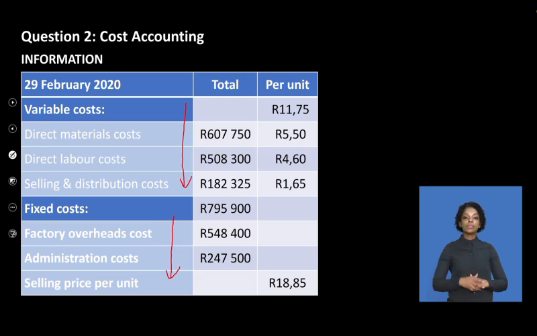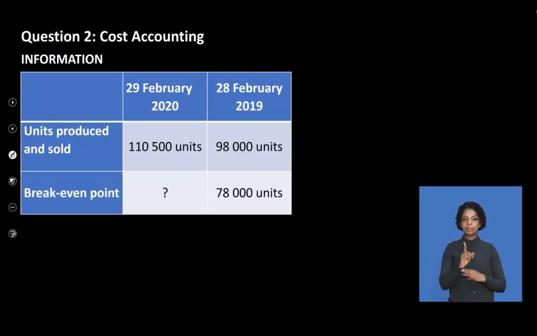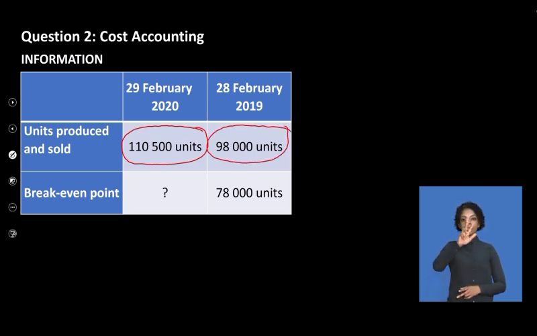Now, we come to the question which said, calculate the break-even point. Let's just go through the information first. We'll come back to our question. We are also told that the number of units that you produced and sold this year amounted to 110,500, compared to 98,000 last year, obviously you can see an increase. The break-even point last year was 78,000 units. The break-even point this year is what we have to calculate.